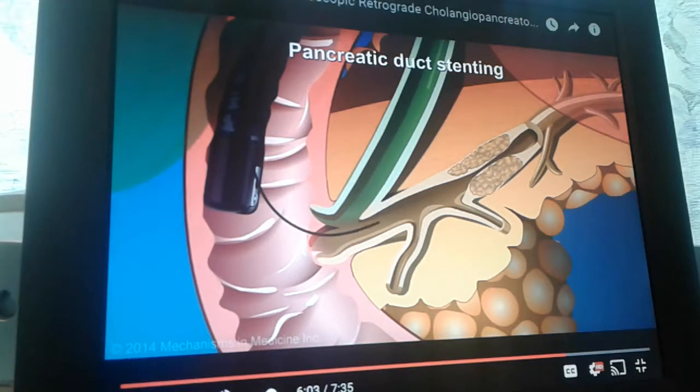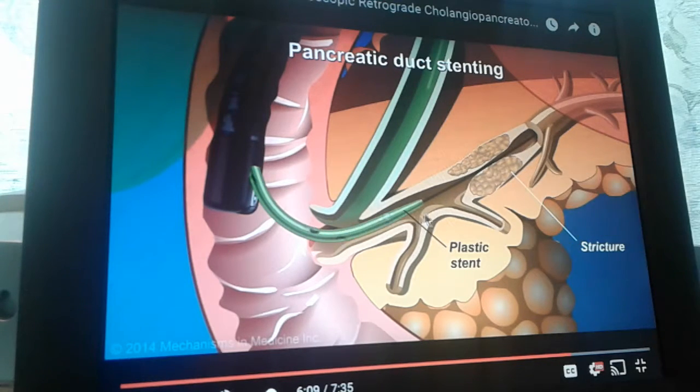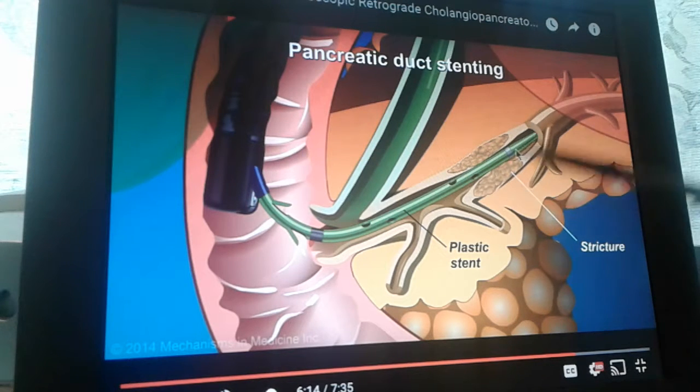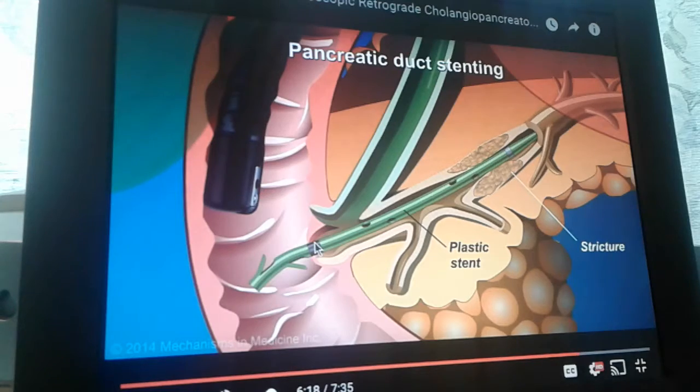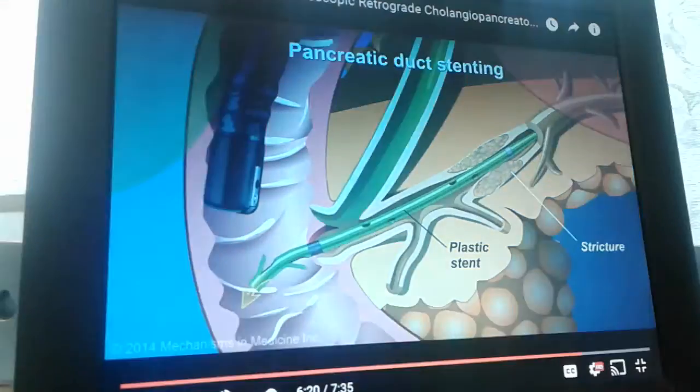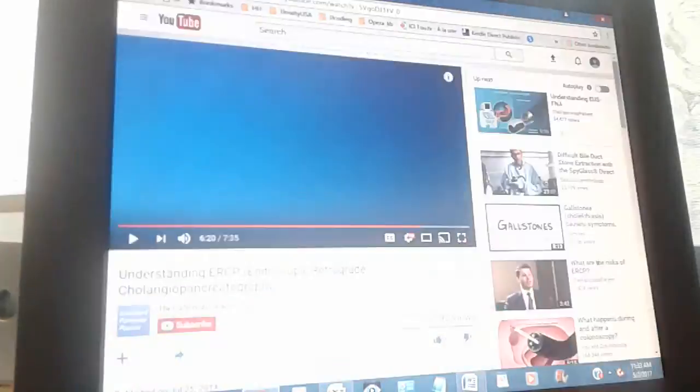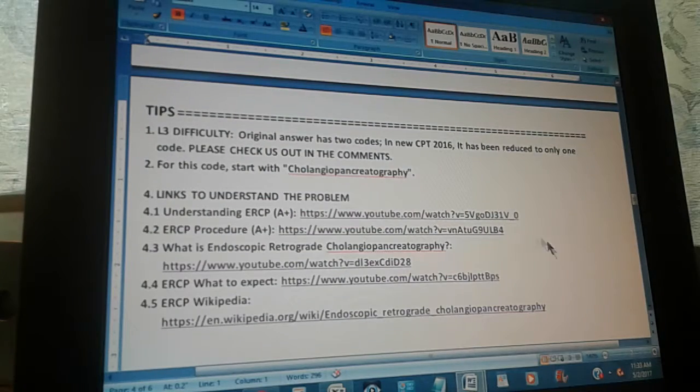In the pancreatic duct, when fluid collection, stones, or strictures are present, a plastic stent can be inserted to bypass the obstruction to drain the fluid. That's the stent, you see? Once the obstruction is bypassed, the normal flow can be reestablished. That's what they're doing. They're placing a stent, which is like a tube inside a tube, to widen the tube, okay?